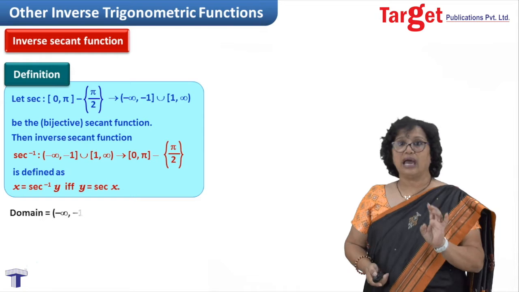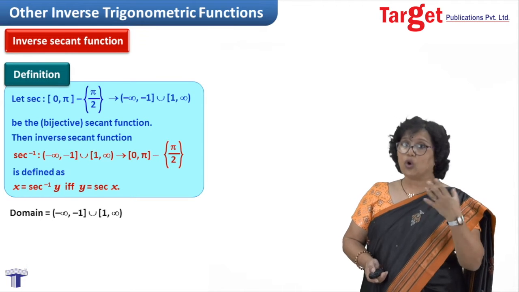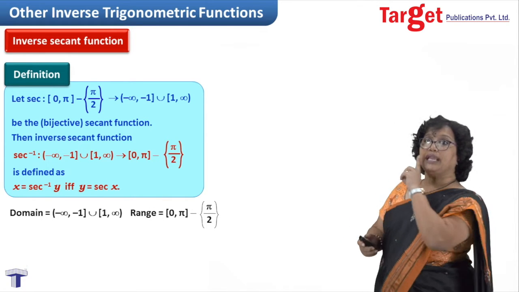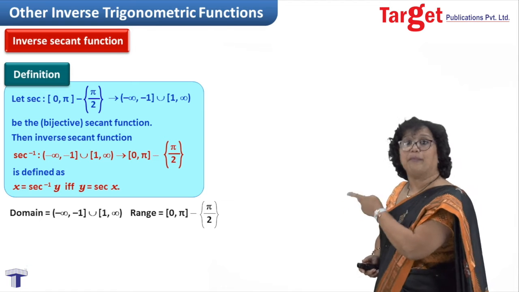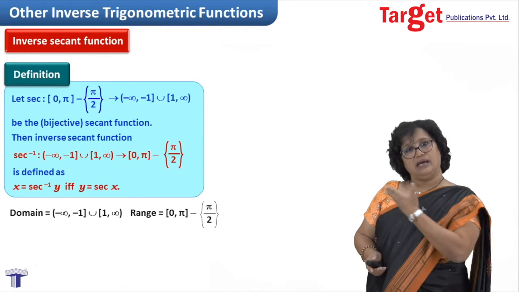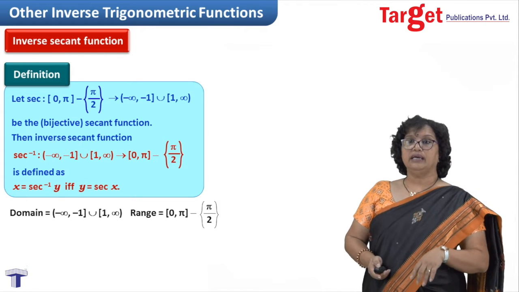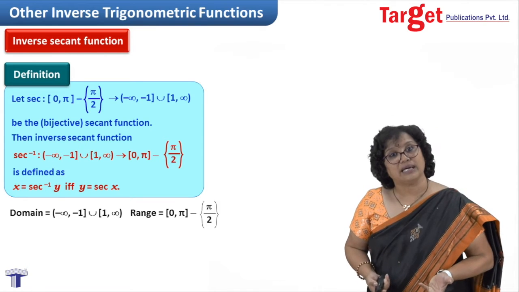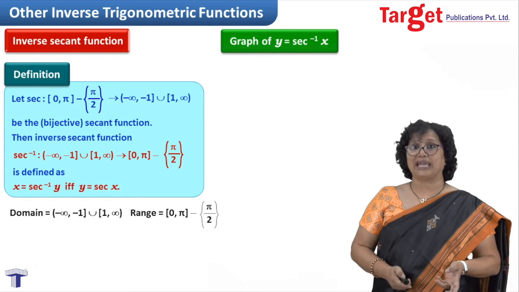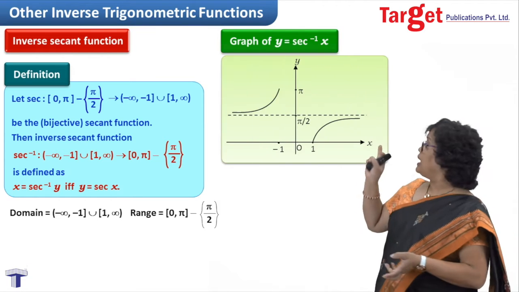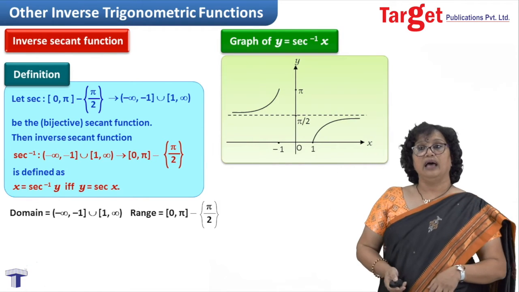Domain you should remember, and codomain you should remember. Codomain, I mean range here. So the range is 0 to pi minus pi by 2, and the domain, as I said before, is minus infinity to minus 1 union 1 to infinity. Now the immediate task is to draw the graph, and the graph of y equal to sec inverse x would look something like this.